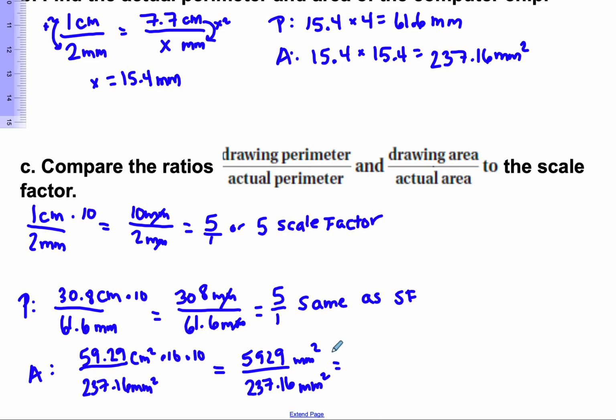And when I divide them, let me just double check. 59.29 divided by 237.16. Yes, I get 25. Which is the scale factor squared. 5 squared equals 25. And that's because we had to multiply 2 times to convert here. We've got centimeters squared, so your number is getting multiplied twice. So our scale factor ends up getting multiplied twice, scale factor squared.